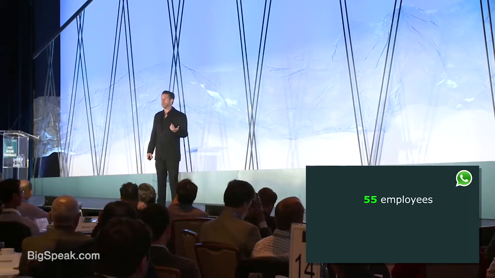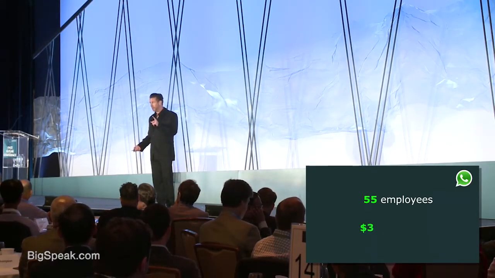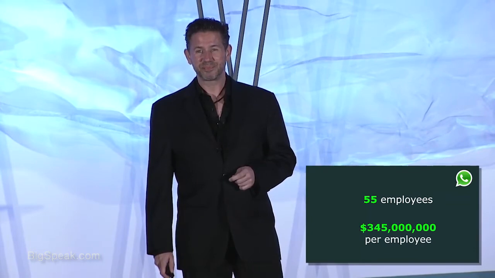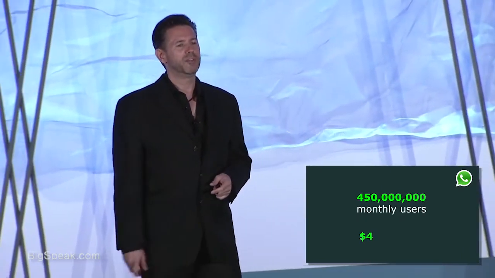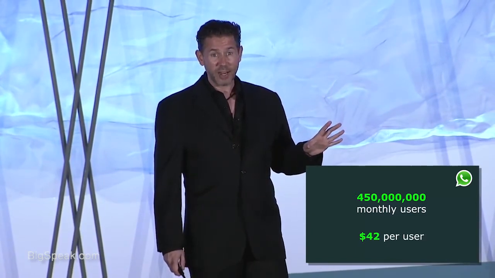But one way is that at the time of the sale, the company had 55 employees. So by that measure, Facebook paid $345 million per employee. Imagine. Another way to look at it is at the time of the sale, they had 450 million active monthly users. So by that measure, Facebook paid $42 per user. But regardless of how you look at the finance side of this, it's an awful lot of money, right?